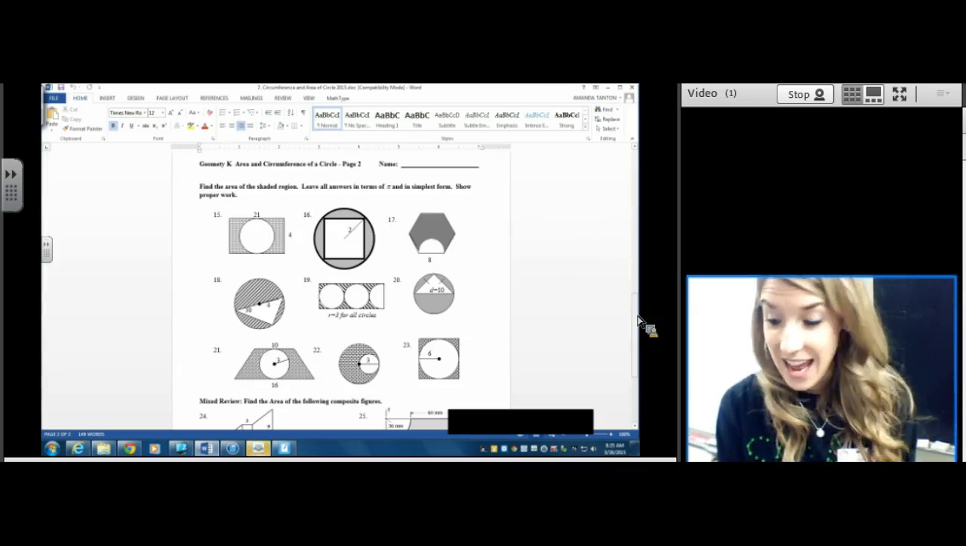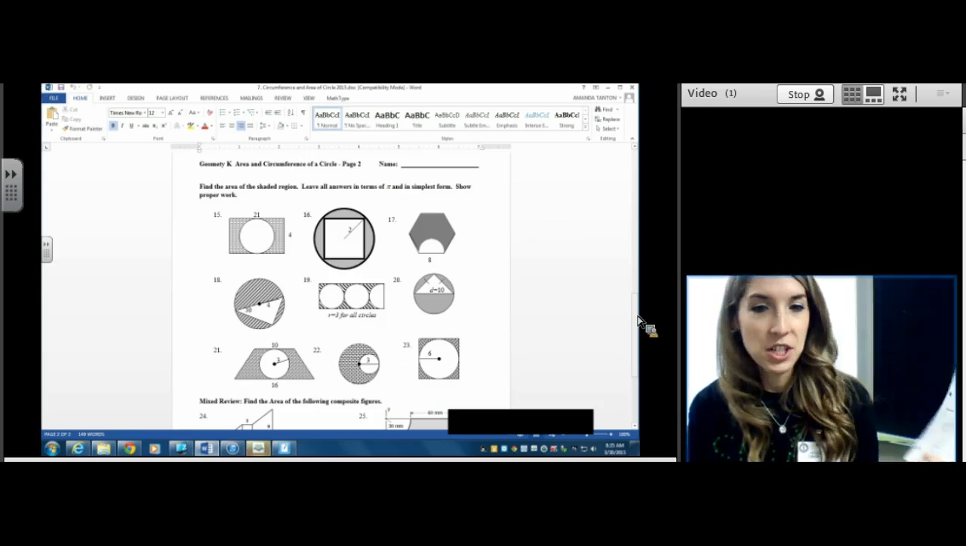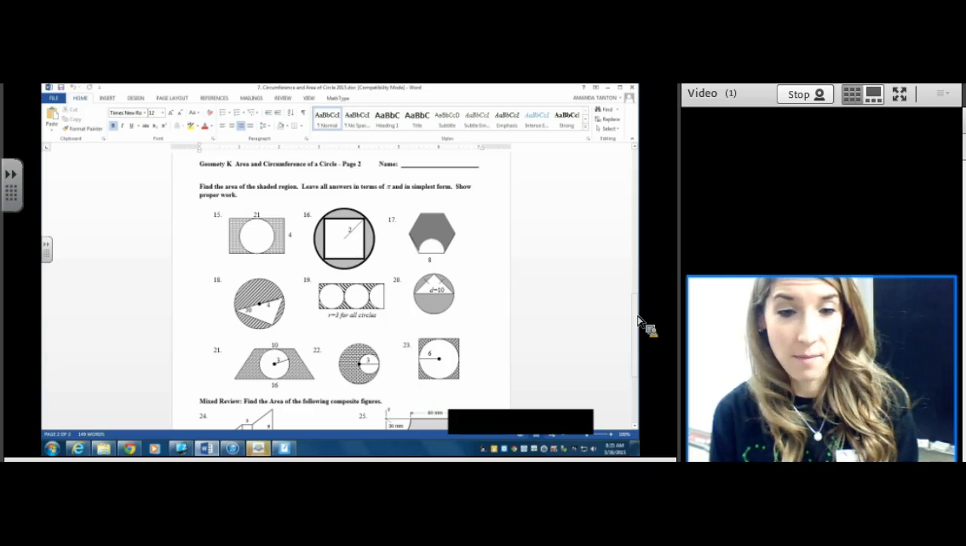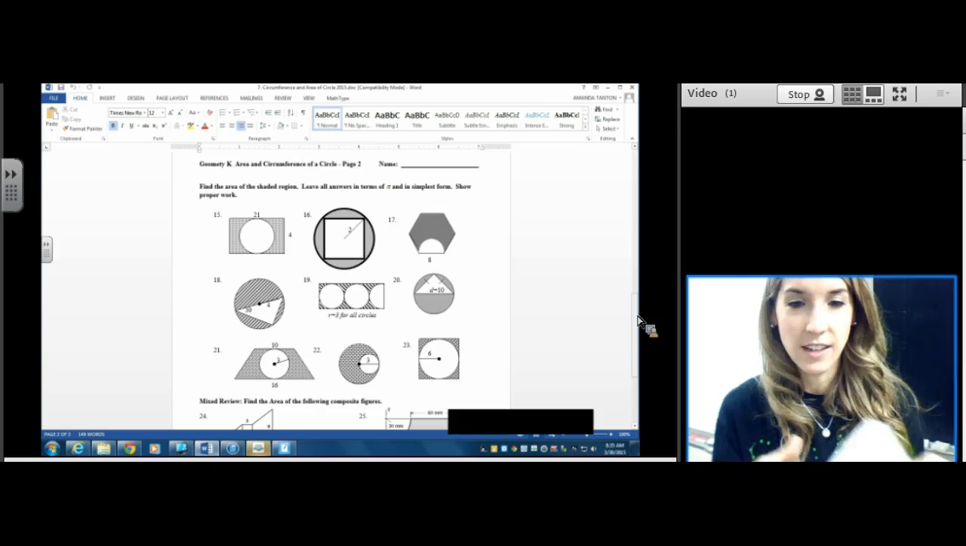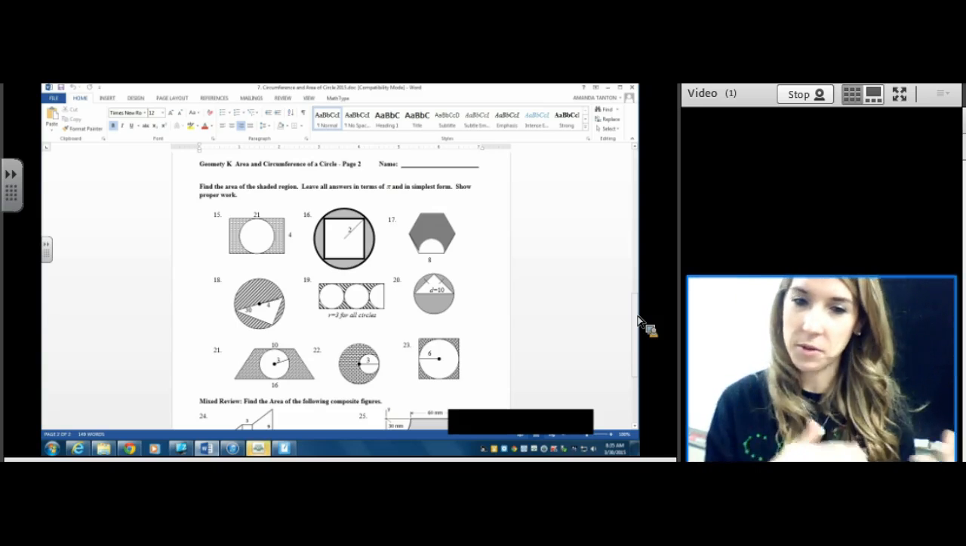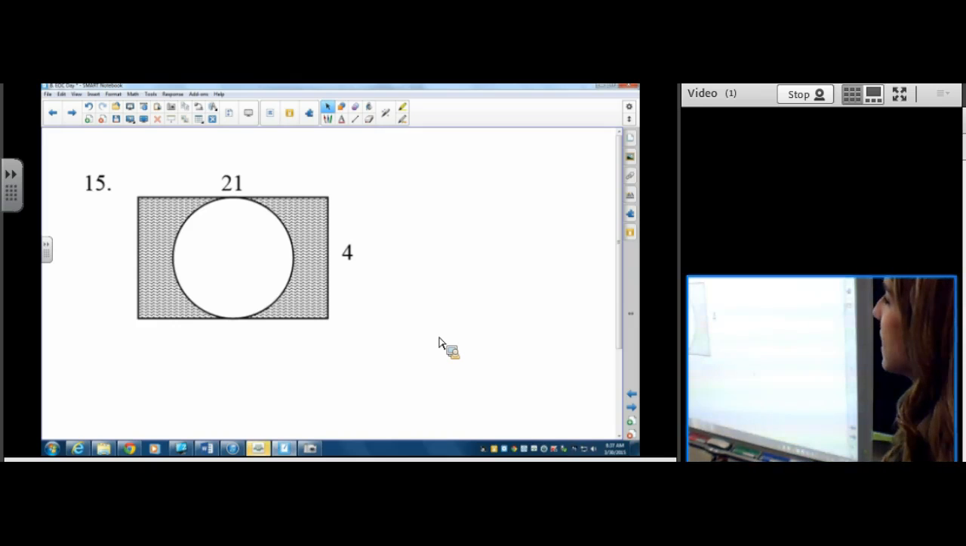What we're going to do today is we're actually going to do the circles worksheet page 2. And we're just going to do all these problems one at a time. I'm going to capture the problem, you're going to solve it, and then we're going to check our answer. And then I'll capture the next problem, and everyone will solve it, and we'll check our answers. Okay, number 15, here we go.